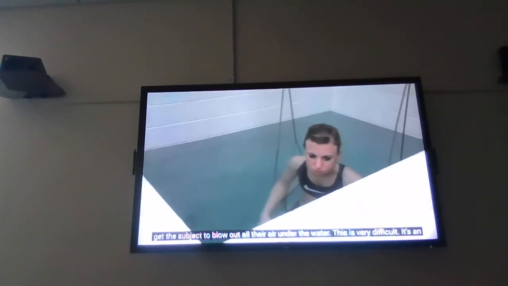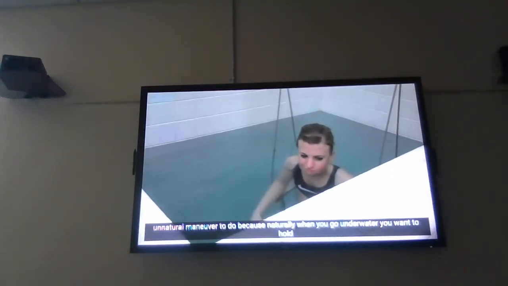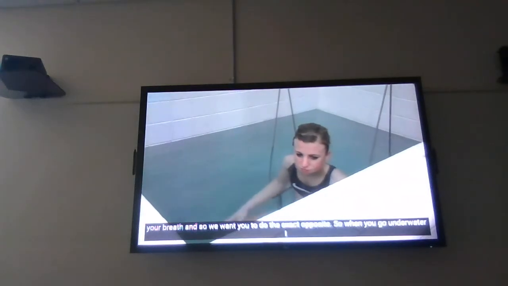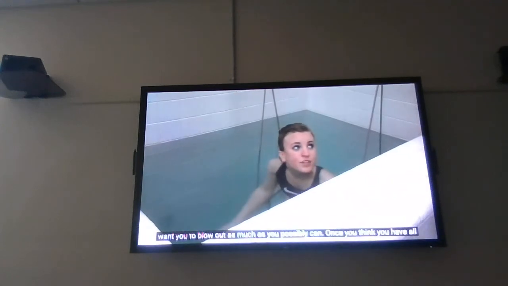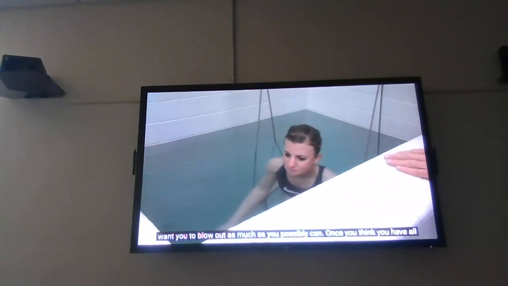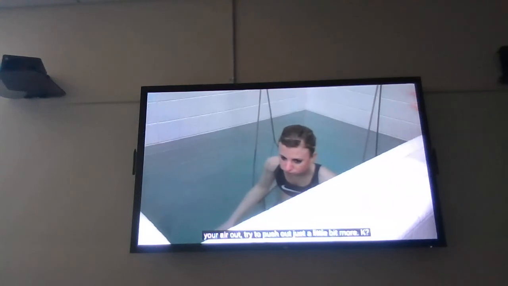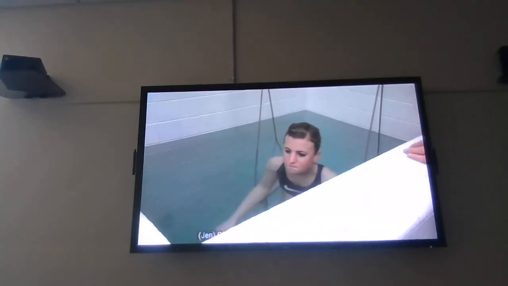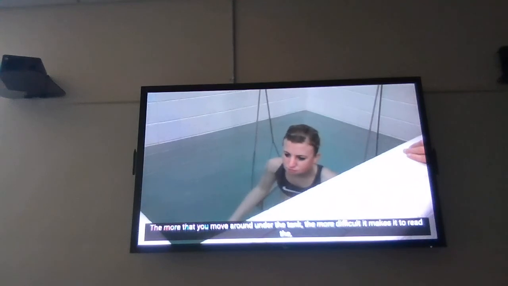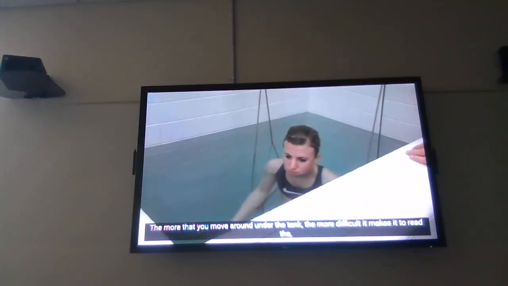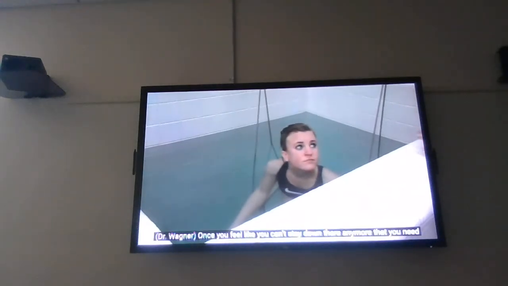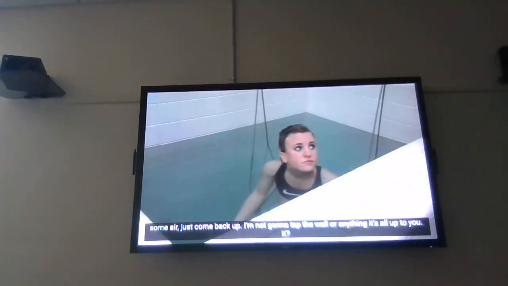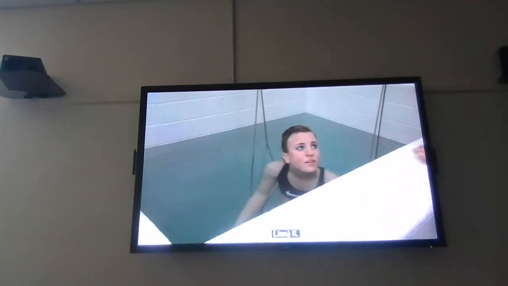This is very difficult. It's an unnatural maneuver because naturally when you go underwater, you want to hold your breath, and so we want you to do the exact opposite. When you go underwater, we want you to blow out as much as you possibly can. Once you think you have all your air out, try to push out just a little bit more, okay? Try to be as still as you can. The more that you move around under the tank, the more difficult it makes it to read the needle on the scale. Once you feel like you can't stay down there anymore, that you need some air, just come back up. I'm not going to tap the wall or anything, it's all up to you, okay? So whenever you're ready.